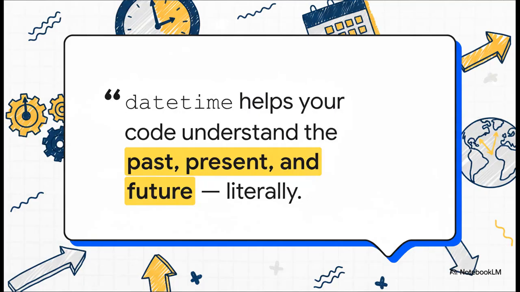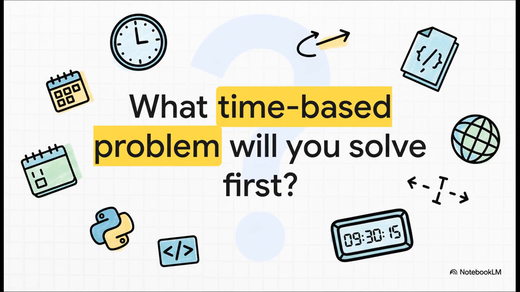You know, when you step back and think about it, that's what this is all about. The datetime module isn't just some boring utility. It's a tool that gives your code a fundamental understanding of time itself. It lets your programs reason about the past, act in the present, and plan for the future. So, with all these tools now in your toolkit, I'll just leave you with this one question. Whether it's squashing a nasty time zone bug that's been bothering you, or building that cool new scheduling feature you've been thinking about, what time-based problem are you going to solve first?